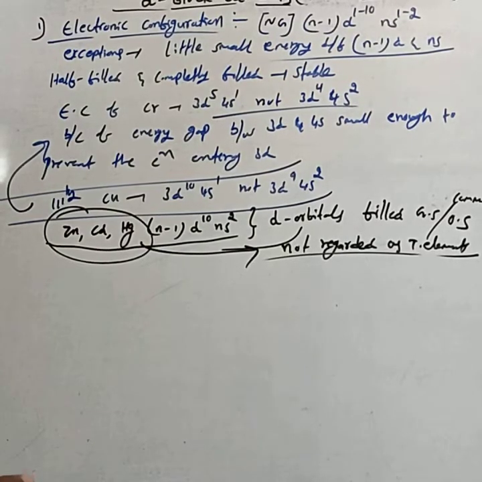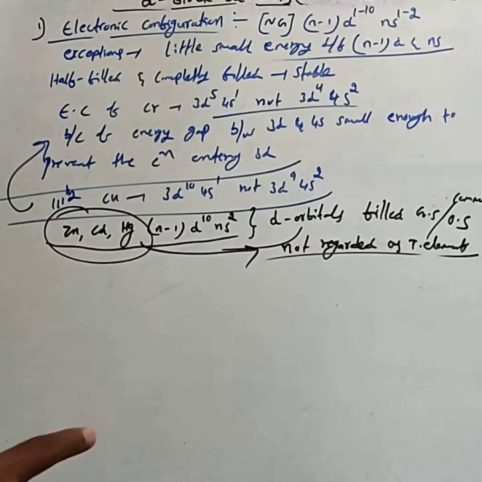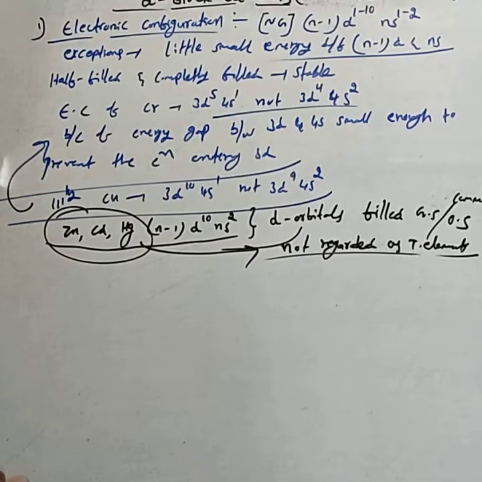The element whose atom in the ground state or in the common oxidation state must contain partially filled d orbital. But zinc, cadmium and mercury contain completely filled d orbitals either in the ground state or in the common oxidation state. Hence these elements are not regarded as transition elements.